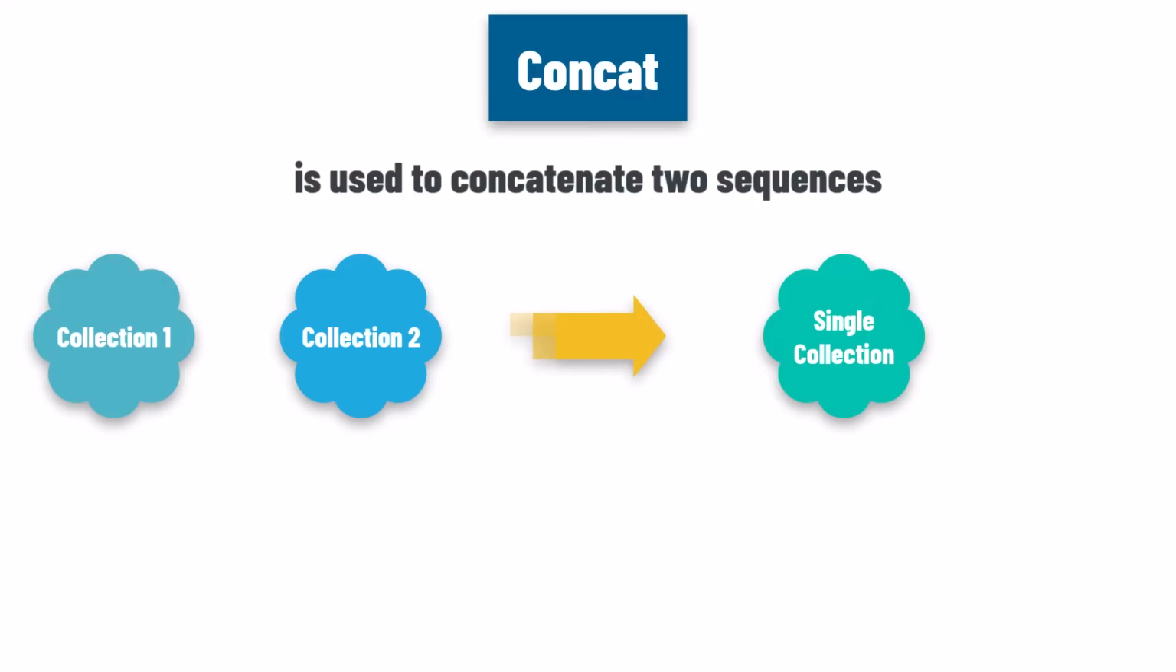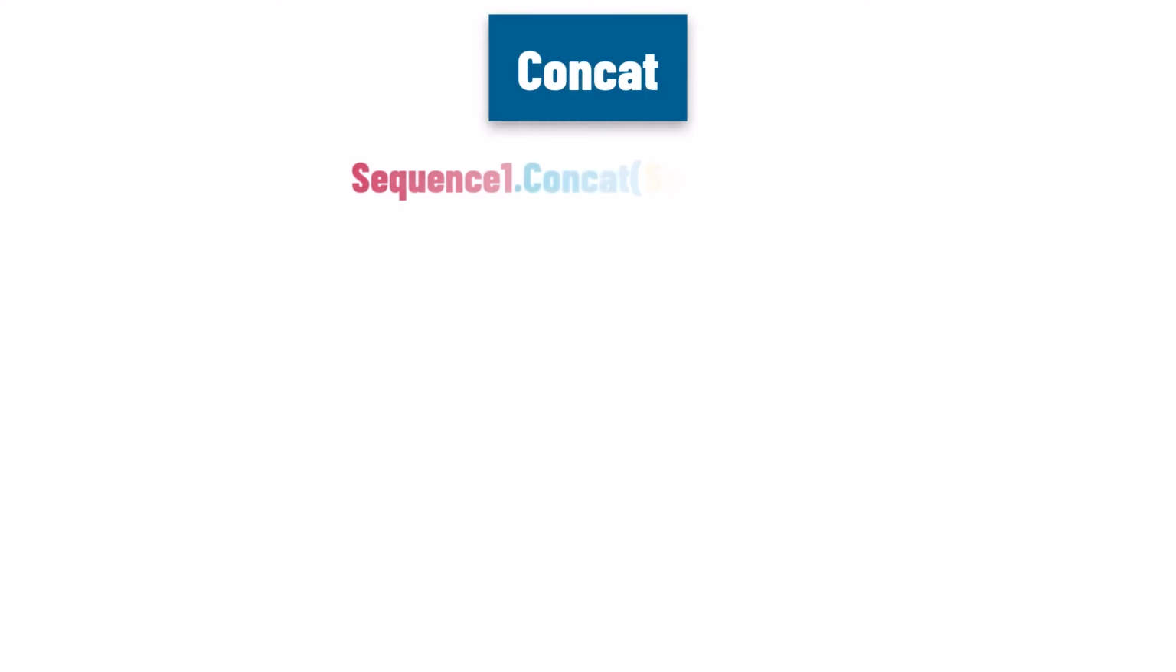of different types. Interestingly, concat has one primary overload, which is the following. This overload accepts two IEnumerable of T types, allowing you to concatenate two sequences of the same type. It's important to remember that the type of elements in both sequences must be the same for concat to work.